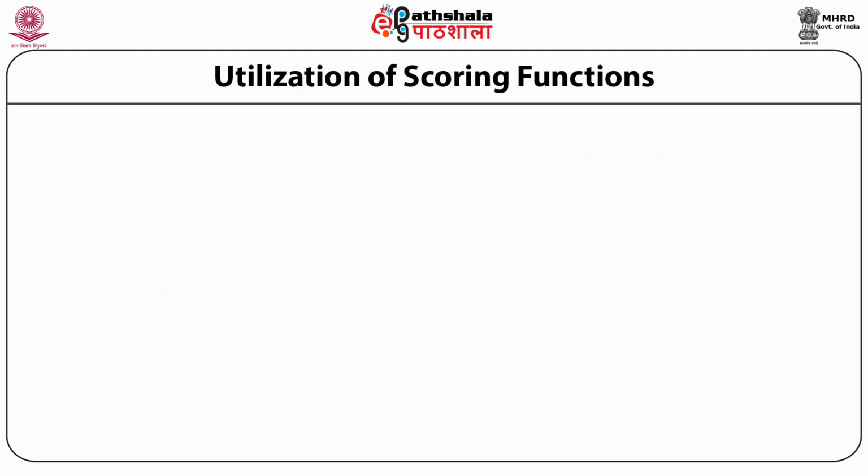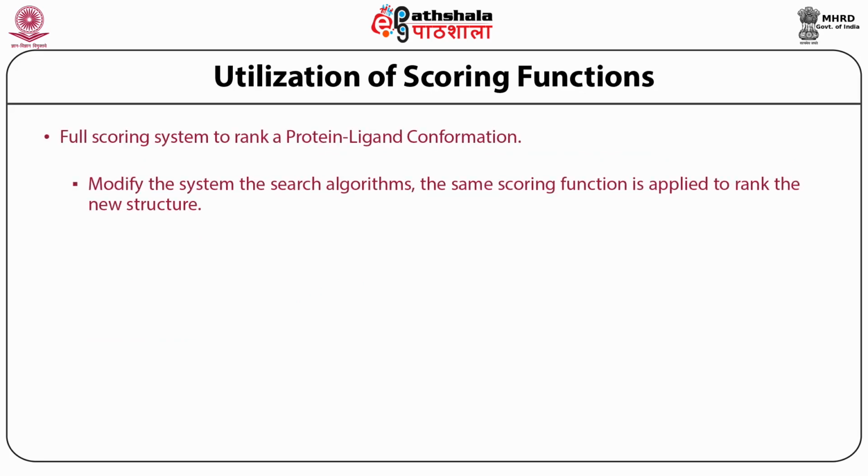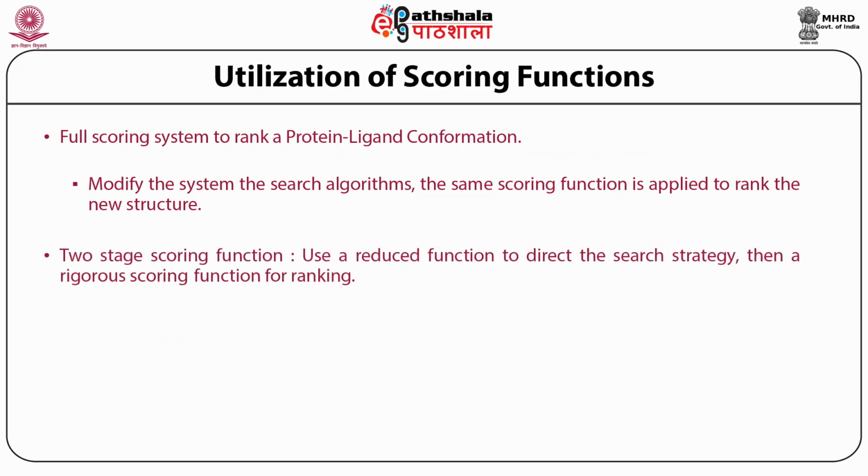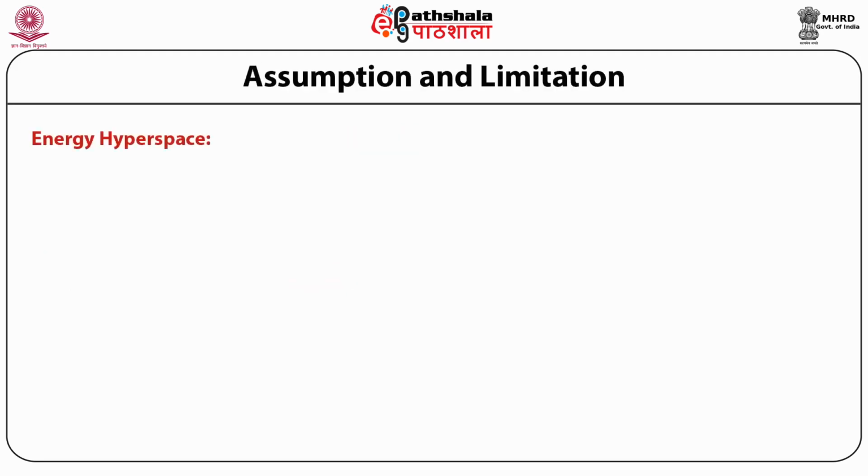Here I am describing the two utilities. One is the full scoring system, as I described earlier, which is for protein-ligand conformation finding. Second is a reduced function, which is used for very quickly ranking the systems. Hence, we should look into both features, and possibly the commonest one which can serve both purposes would be better to use. What are the basic limitations in calculating or deriving the scoring function?